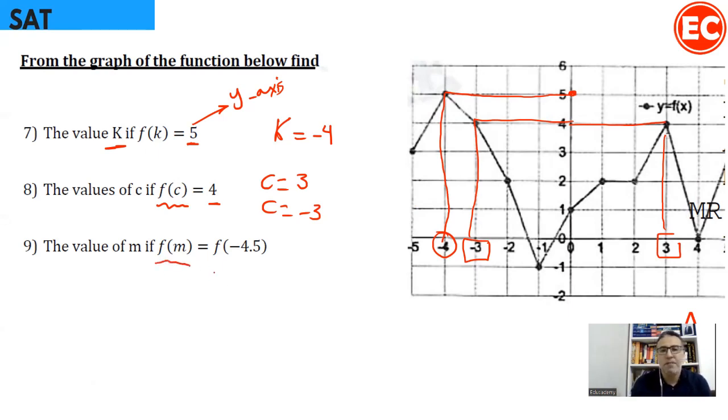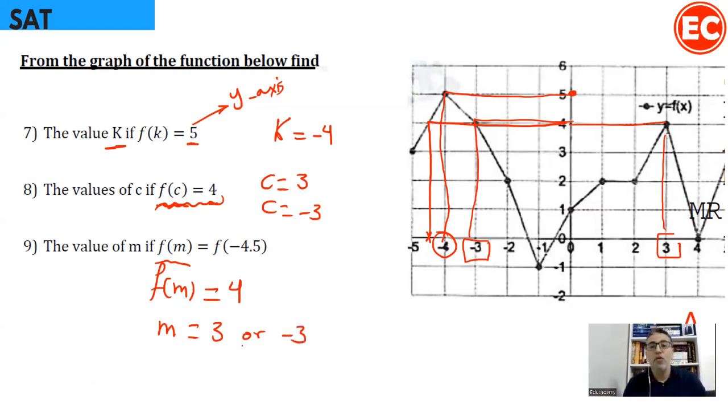Now, f of m is equal to f of negative 4.5. Where is negative 4.5? Negative 4.5 is here. And f of negative 4.5 is equal to 4. So I'm going to say that f of m is equal to 4. And we solved it a few seconds ago that f of c is equal to 4 at negative 3 and 3. So m is equal to 3 or negative 3. Again, all of these values I have figured out from the graph of the function. Last thing, notice that this function intersects the x-axis at 3 points.